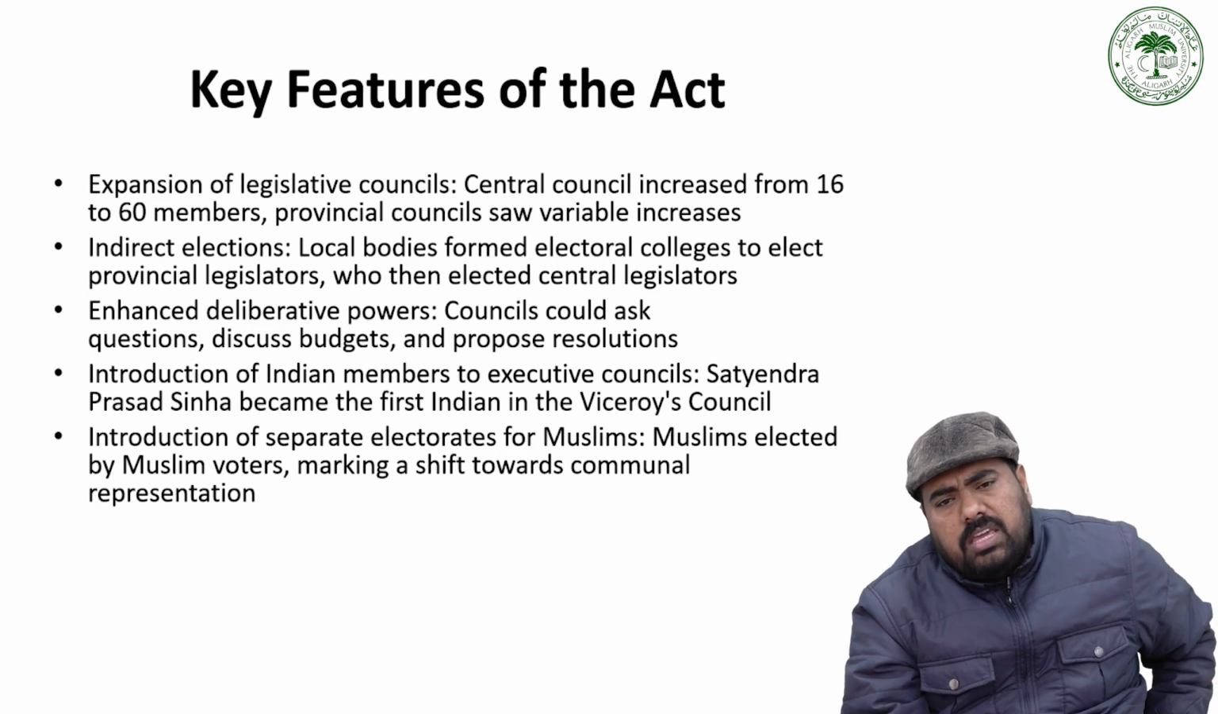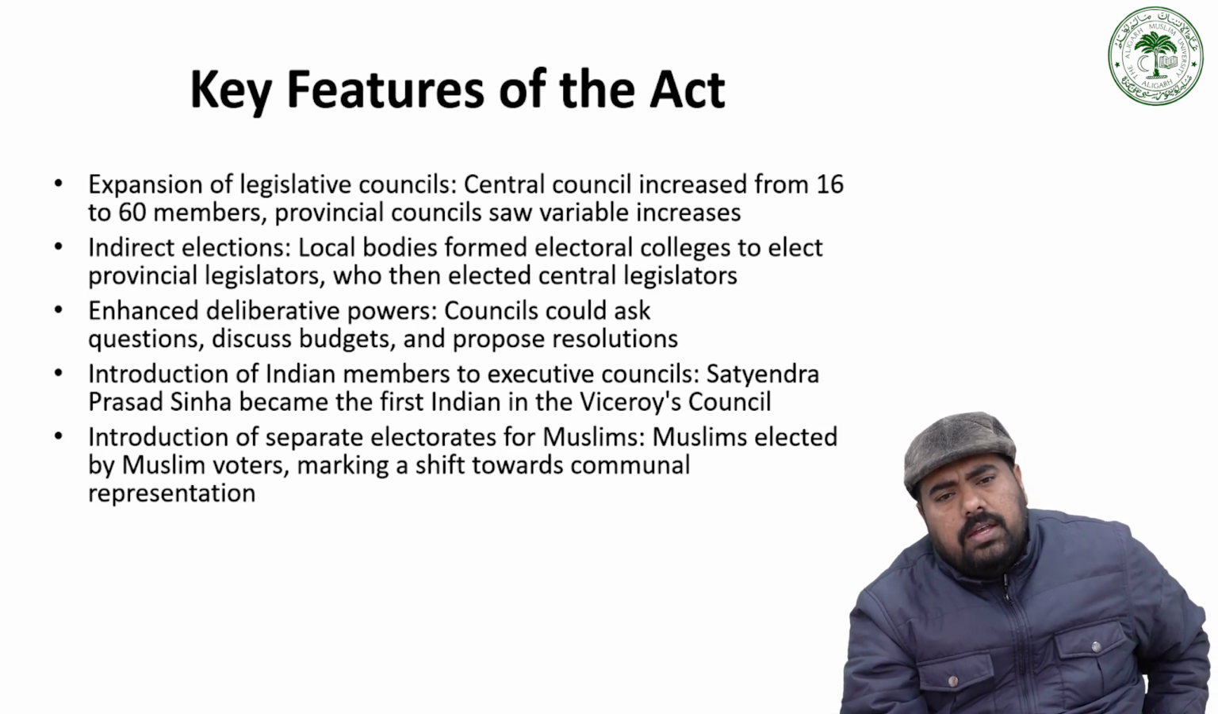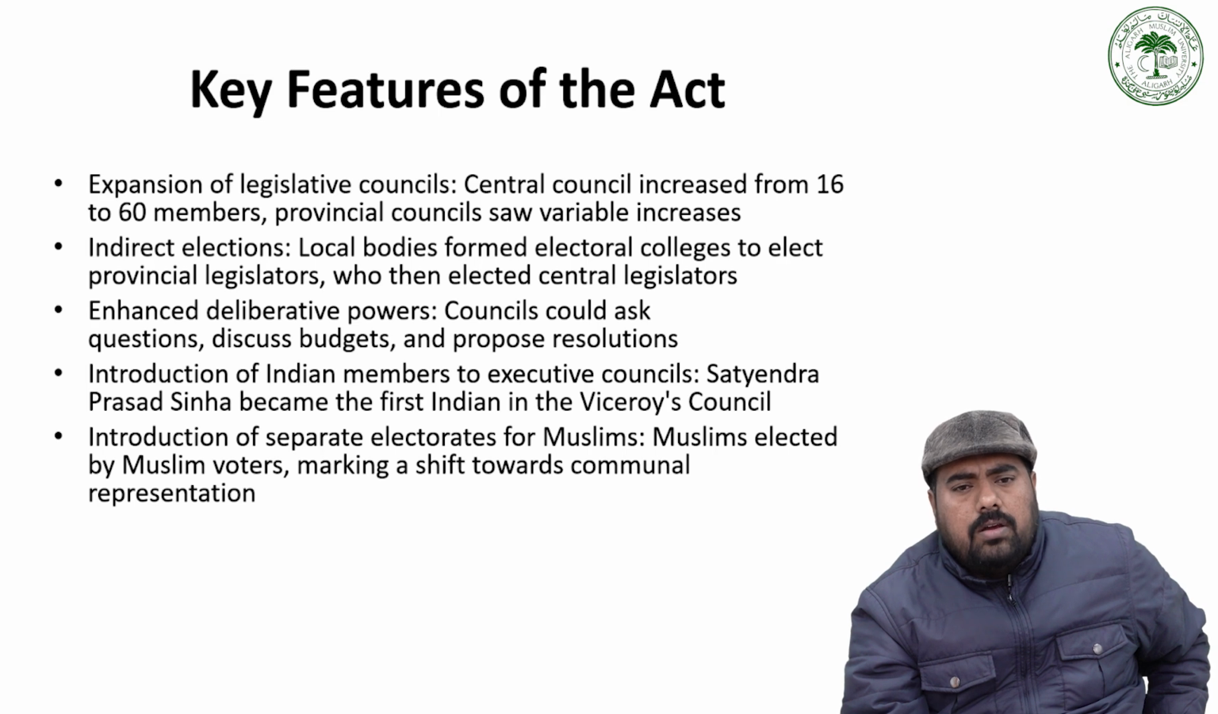Now, what were the key features of the Act? The Legislative Council was expanded. The 16-member Central Council got expanded to 60 members. Provincial councils also saw variable increases. There was a process of indirect election: local bodies formed electoral colleges to elect provincial legislators, who then elected central legislators. It also enhanced deliberative powers, as councils could ask questions, discuss budgets and propose resolutions.